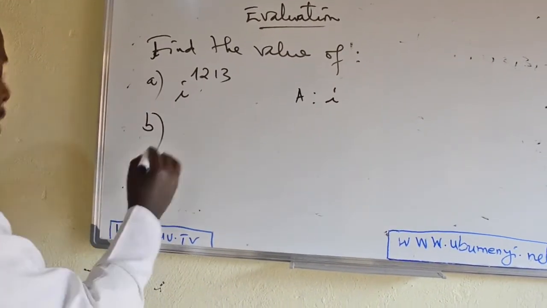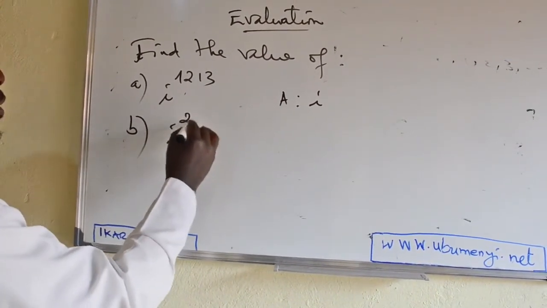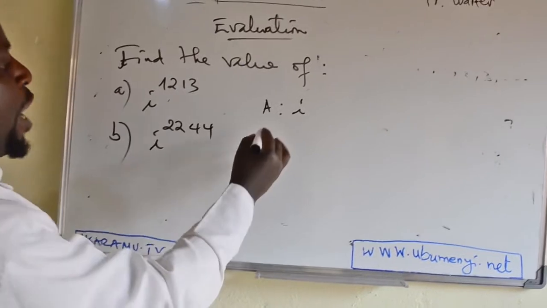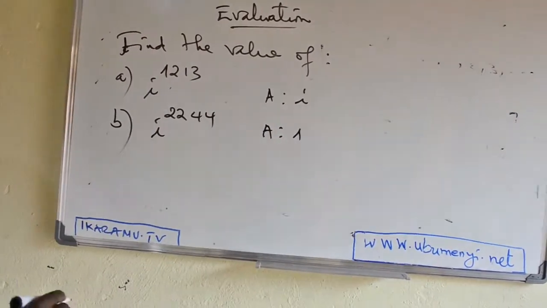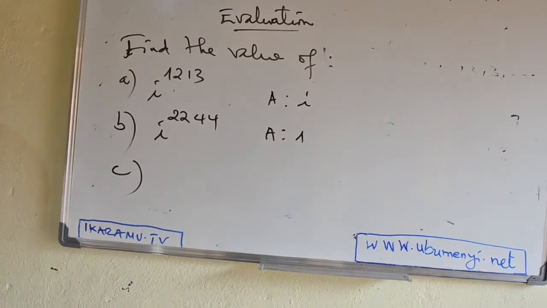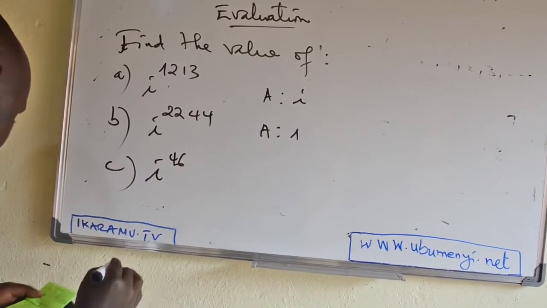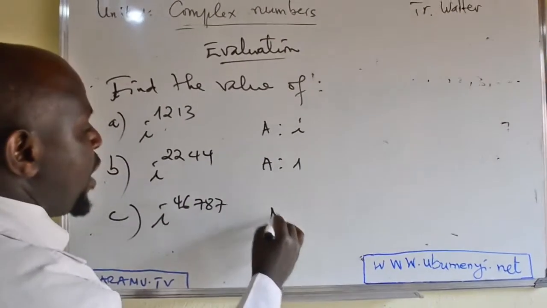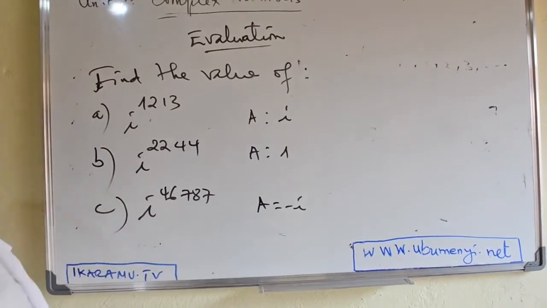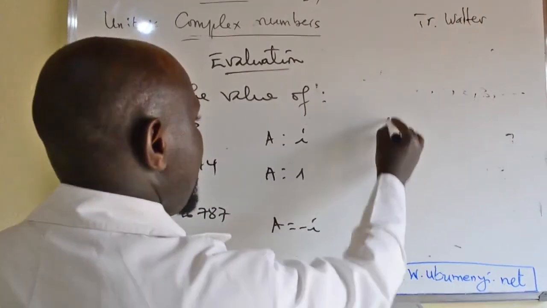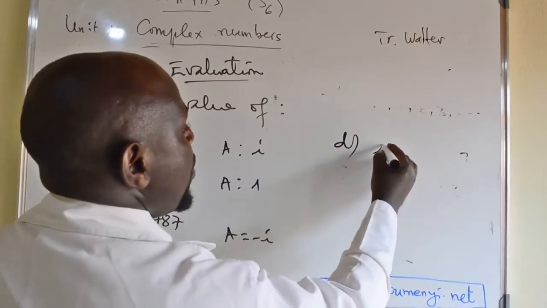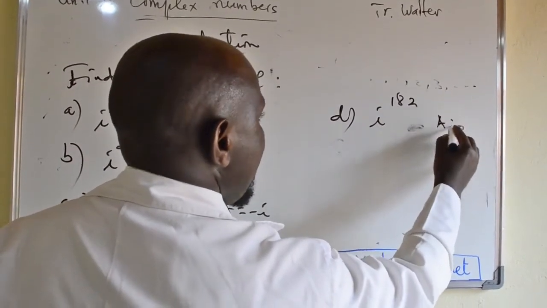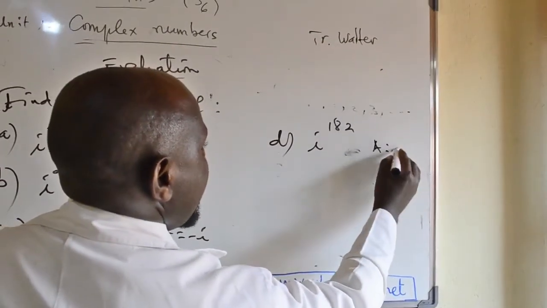I will give you number B. You will try this: i power 2244, and if you try this and you get the answer 1, it will be very right. Number C, you will try i power 46787, and if you try this and get an answer which is -i, it will also be very right. Now try number D, the last one: i power 182, and if you try to do it, the best answer should be -1.